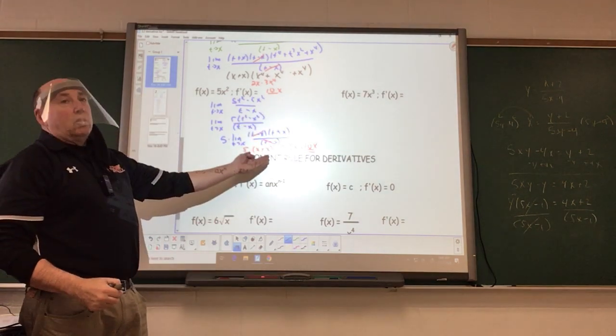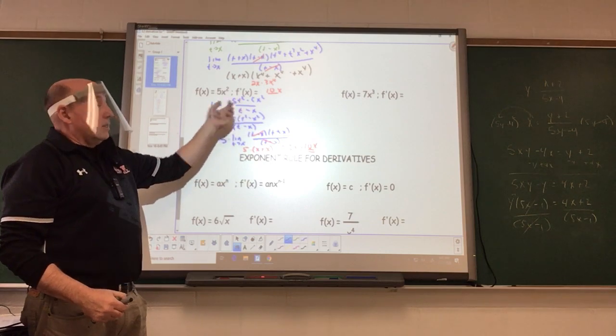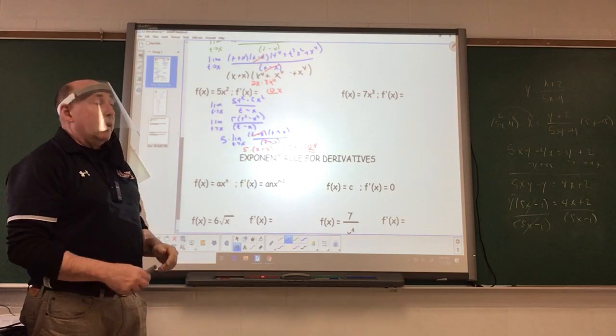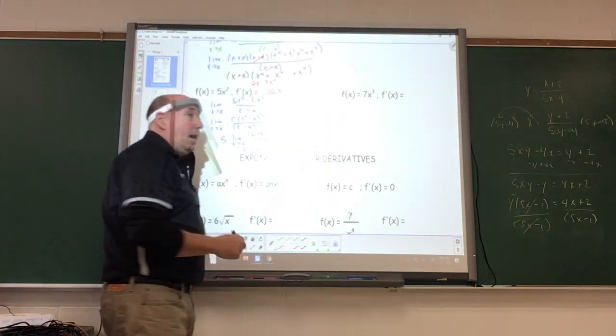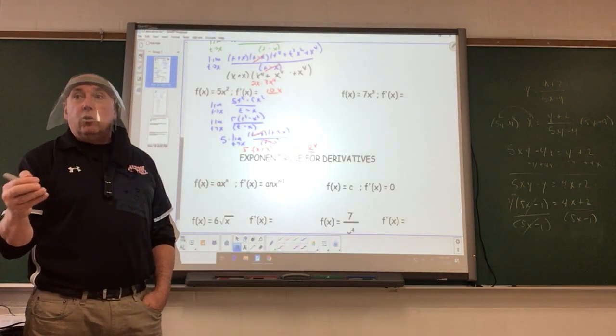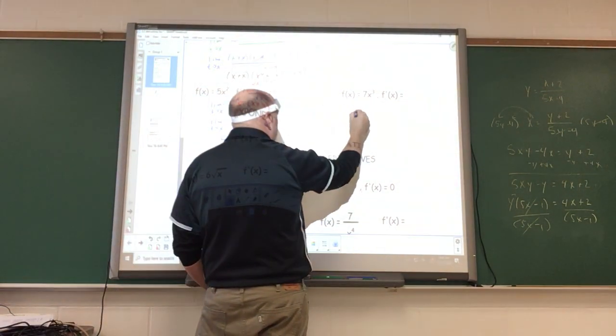So I still get the 2x. For my x squared, I still get the 2x. All I've done is I've multiplied by the coefficient 5. So if I follow that same method, the derivative of 7x cubed would be what, Nate? It would be 21x squared.